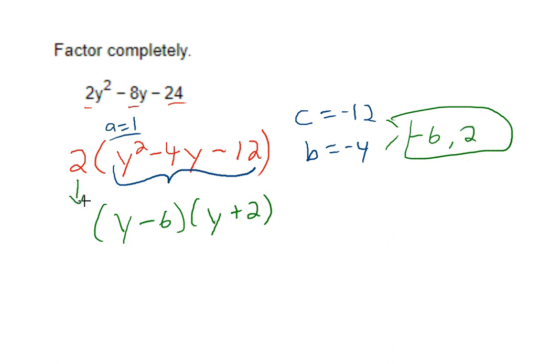And then don't forget, this is really important on the test because MathXL doesn't give partial credit. So if all you type in is y minus 6 times y plus 2, that's not completely correct because you had a common factor of 2 that should be part of your answer as well. So make sure you copy that down, and then this is what you type in to MathXL to get full credit on the test and on the homework. All right.